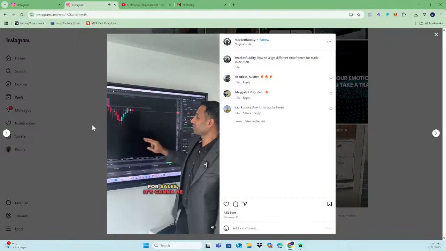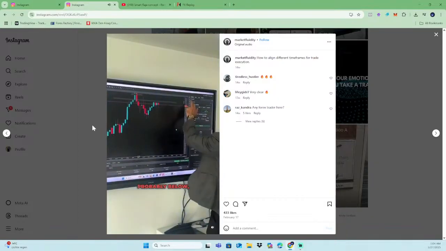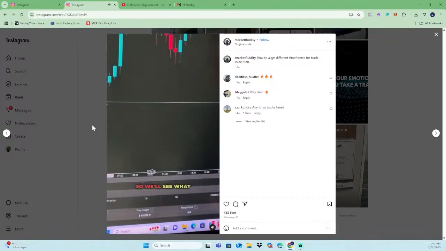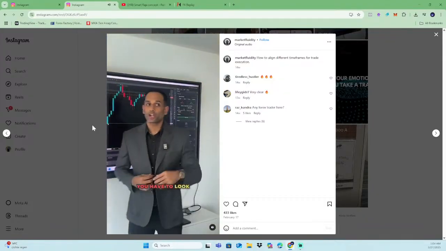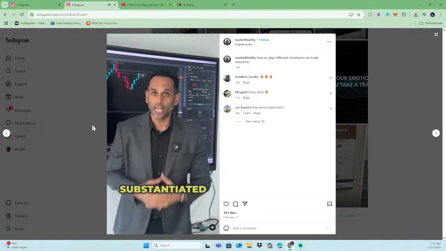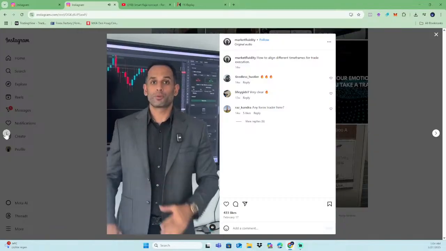For sells, it's going to be a little bit difficult, probably below. You're looking at 29.10 for price to move down, so we'll see what happens. But at the end of the day, you have to look at all the time frames, and combine these time frames to come to a substantiated trading outcome, which will work best for you.